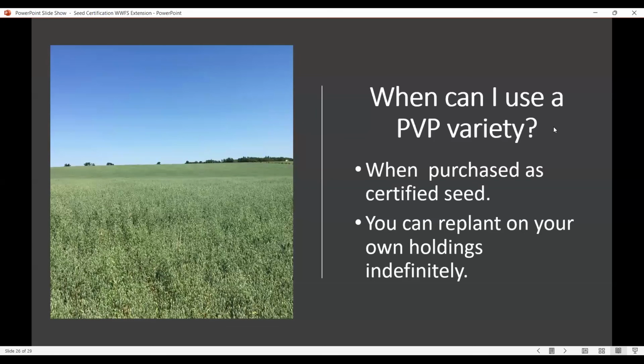When can I use a variety that's got PVP? When it's purchased as certified seed. And with the plant variety protection, you can buy that seed, grow it, produce grain, but you can use that grain to replant on your own holdings indefinitely.